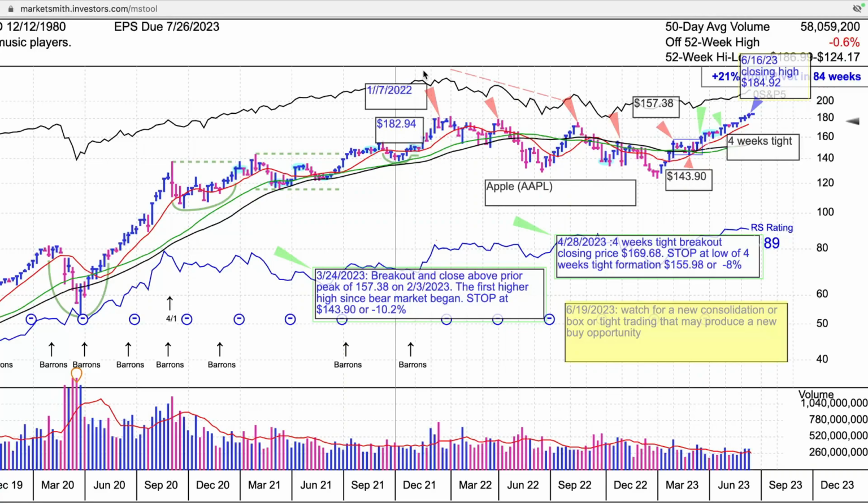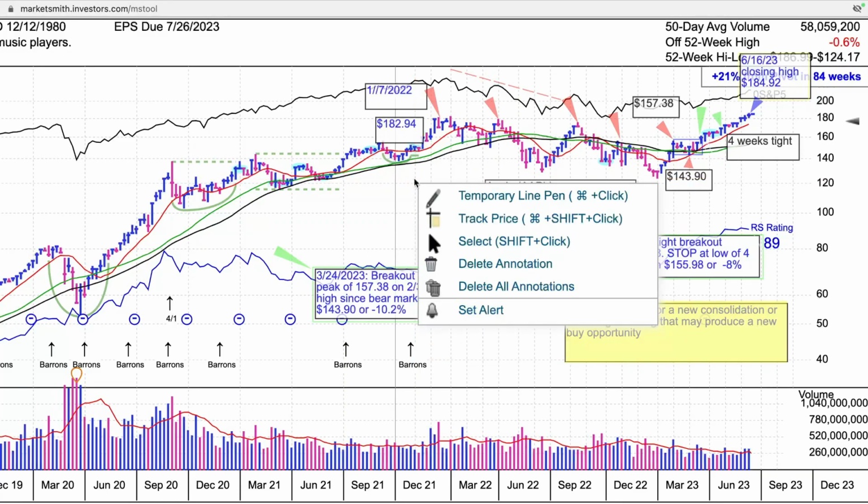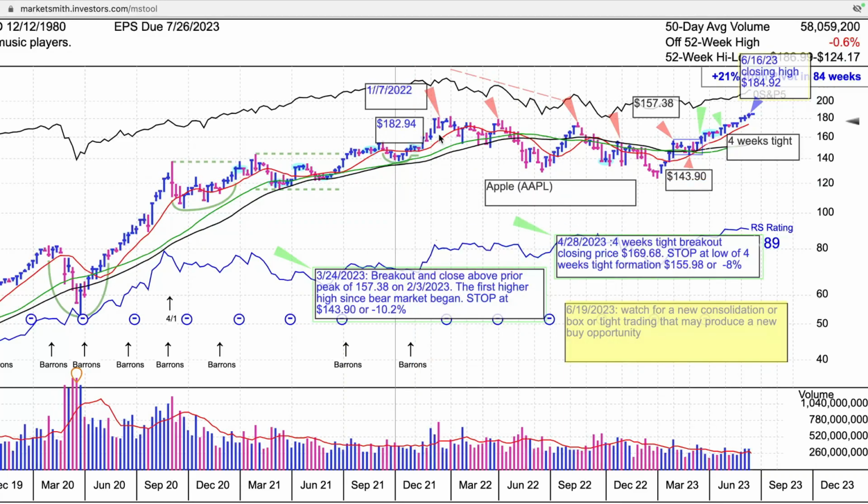But looking at Apple specifically, Apple had a series of lower high prices as the bear market took hold. So you can see my red arrows here show a high price here, another high price here, which is lower than the previous high price, which is lower than the previous high, and it happened again there and again there.